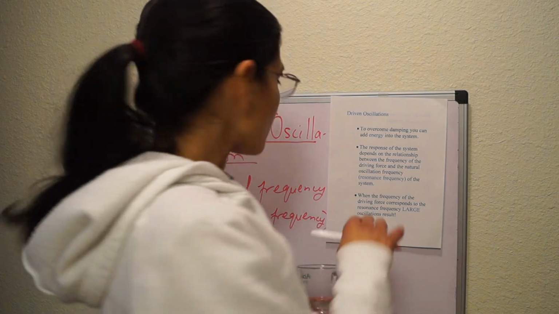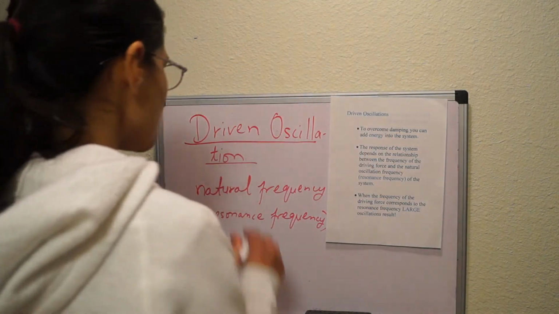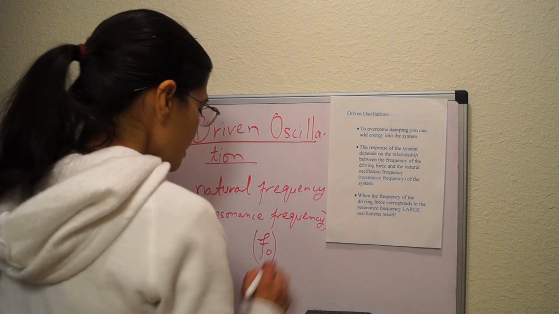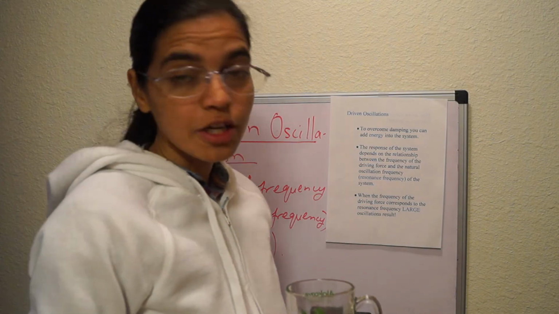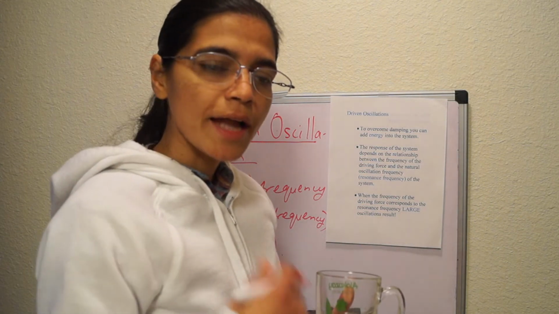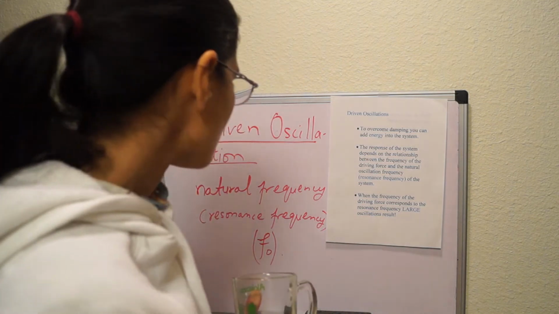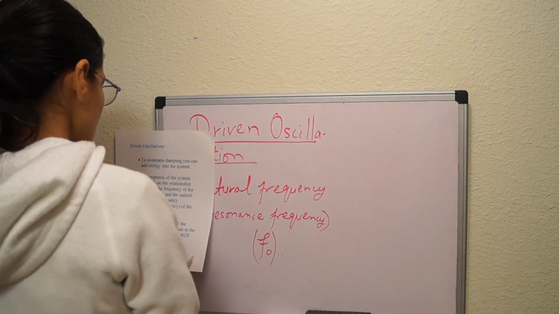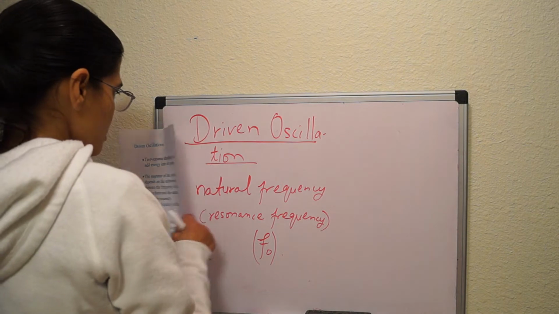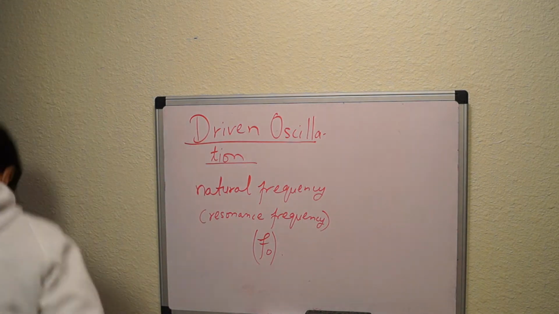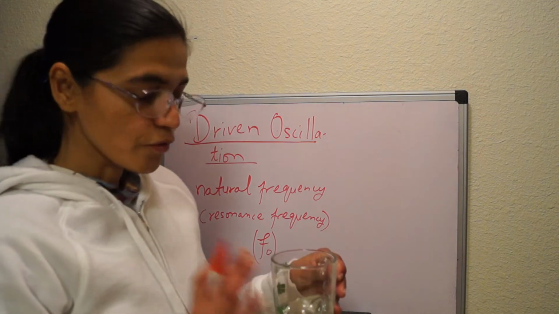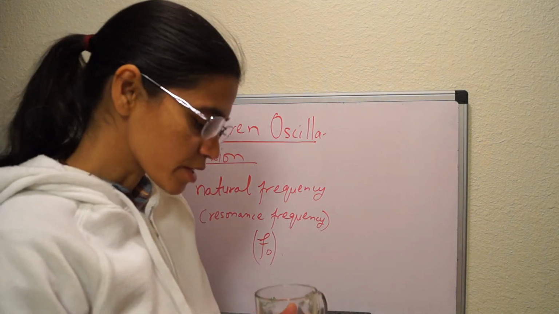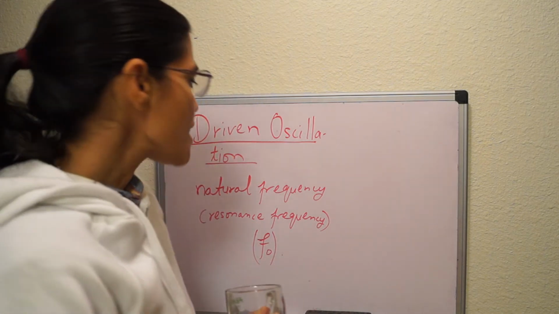In the context of driven oscillation, the natural frequency of the system is represented by f naught. Meaning this system has a certain natural frequency on its own, like it oscillates at its own natural frequency. That is the f naught. So it has its own frequency, if I am not applying anything here. That's the natural frequency at which this system oscillates.